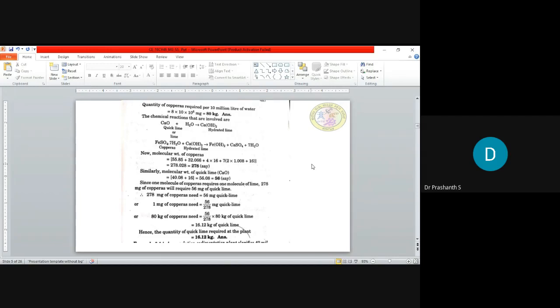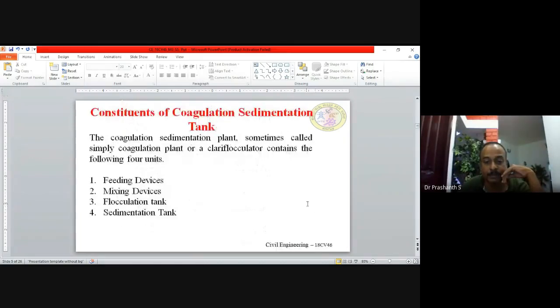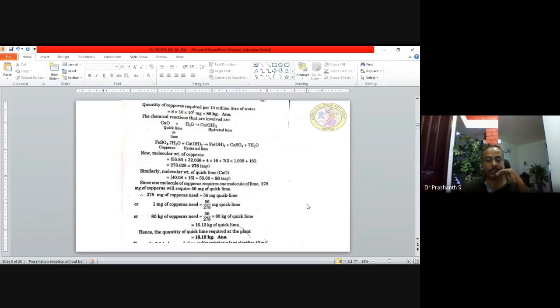What is our question? What is the amount of lime required for a day? For a day, we use 80 kilograms of copperas. So 56 divided by 278 into 80 kg is 16.12 kg of quicklime required. So the quantity of lime required is 16.12 kilograms.